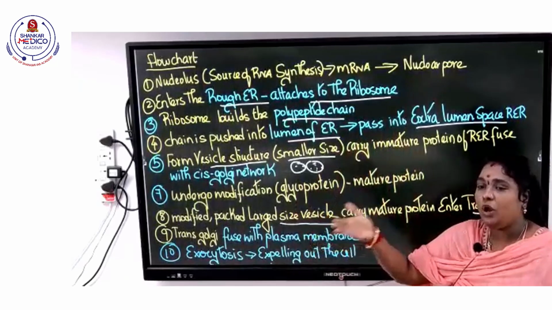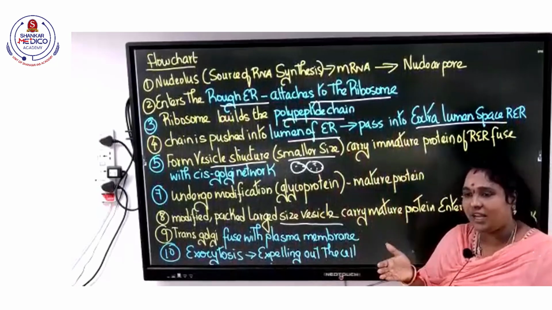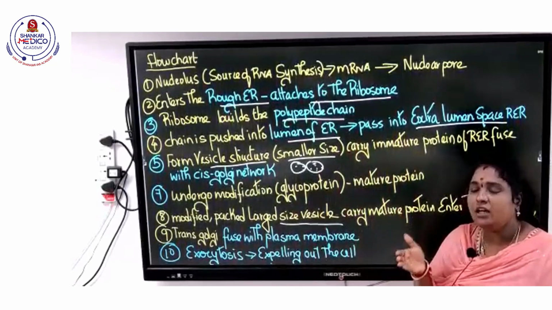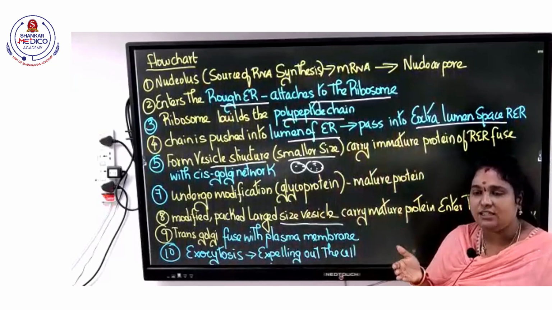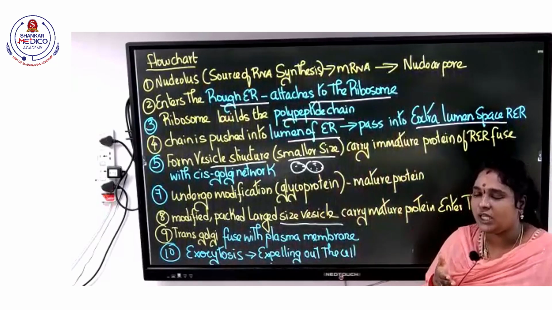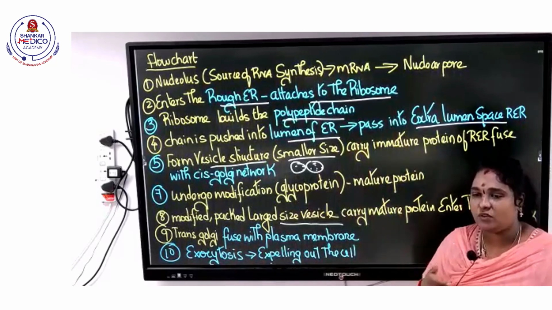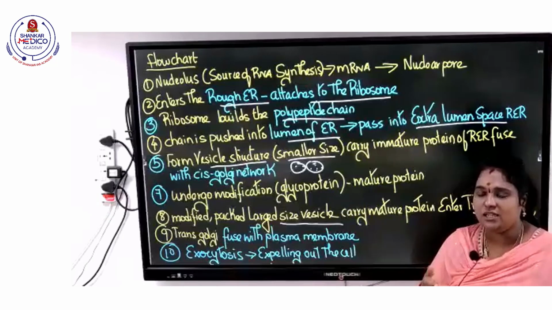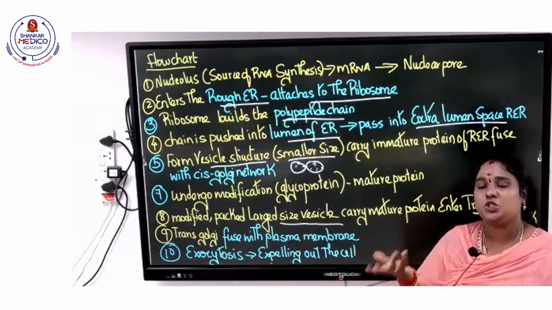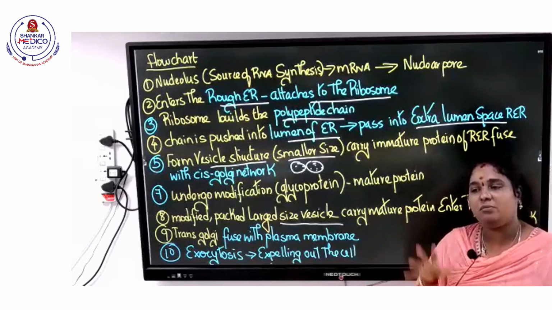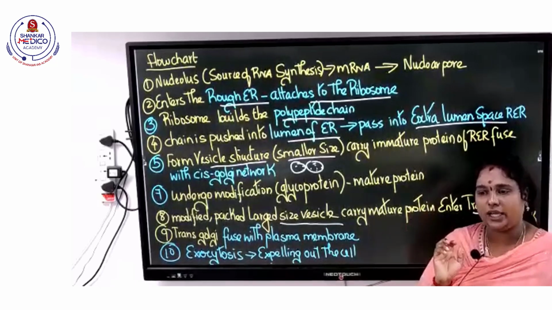RNA goes through the nuclear pore to the rough endoplasmic reticulum, and where they have a ribosome, they build the protein. The protein which they build was immature, so they make a small vesicle. This small vesicle passes through the cis phase of the Golgi apparatus, where the smaller vesicle undergoes modification, packing and labeling, and becomes a matured protein. This matured protein will become a larger vesicle. They go to the trans phase of the Golgi apparatus.